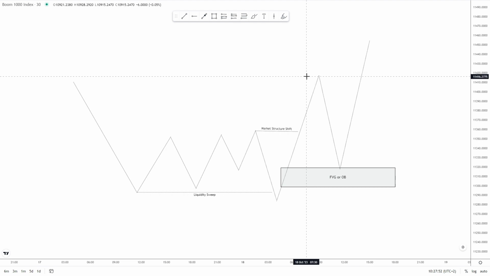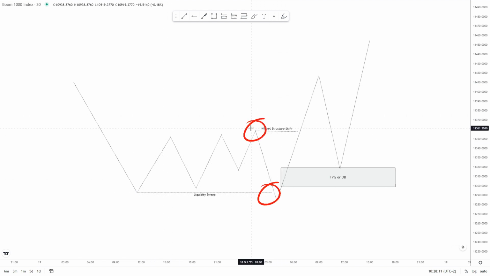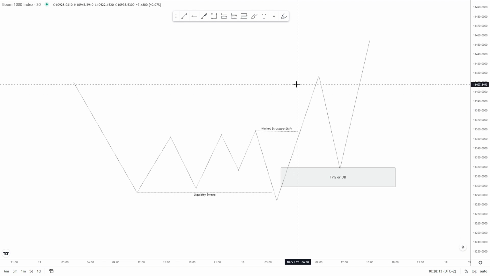There are a few different ways you can enter as well. Price won't always come back so low, so there are breaker blocks and everything like that, but for this strategy I'm just going to show you how I use a fair value gap and an order block. Alright, so we got the liquidity sweep, we got the market structure shift, a big impulse move, we enter from a fair value gap or order block, and we target our next level of liquidity.